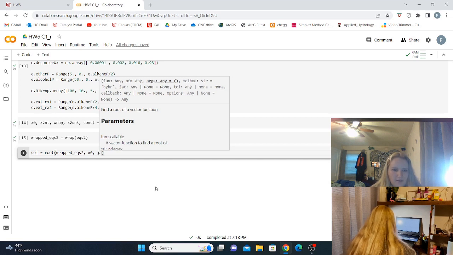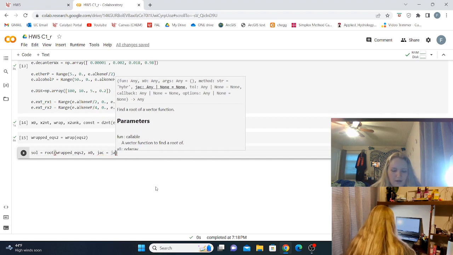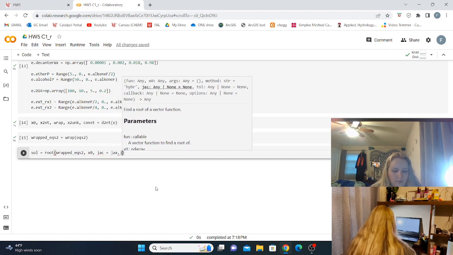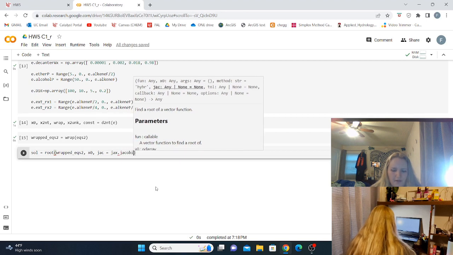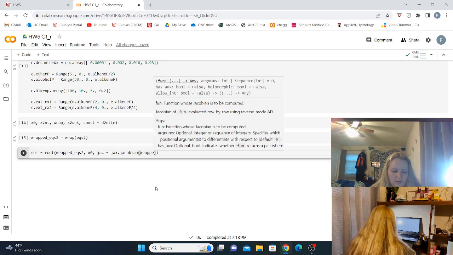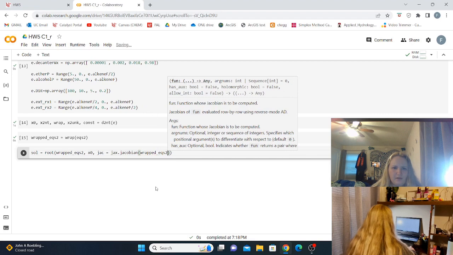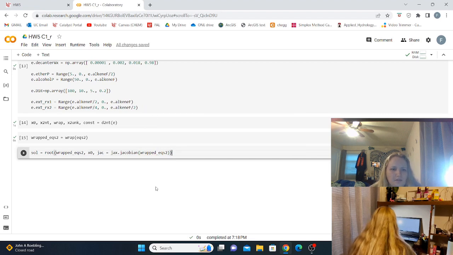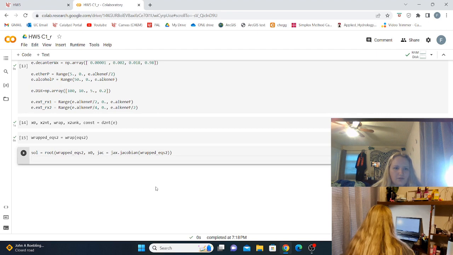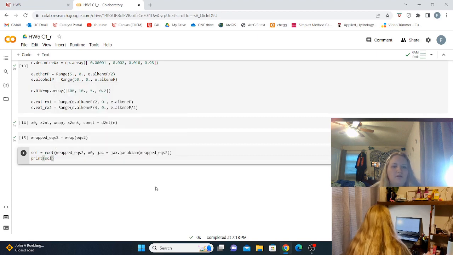So let's have JAC is equal to jax.jacobian, and we need that to apply to our wrapped equation 2. And then we need to actually print this. So let's do print our solution. So let's go ahead and run this.